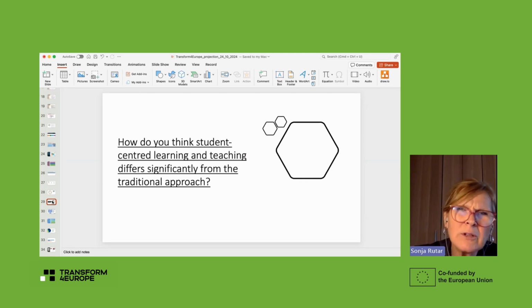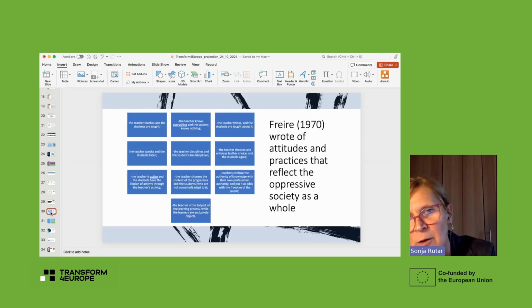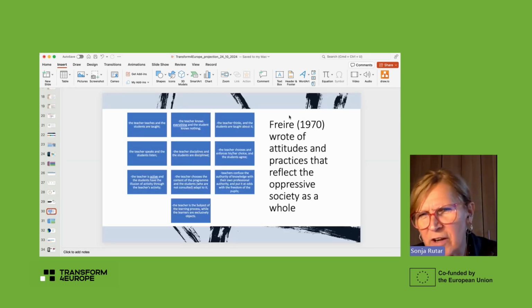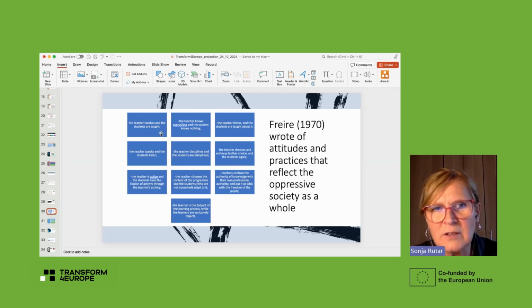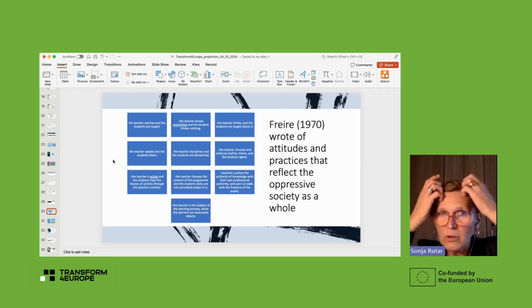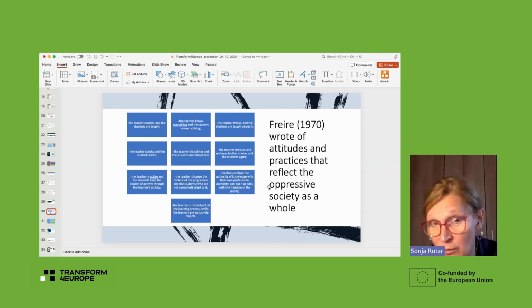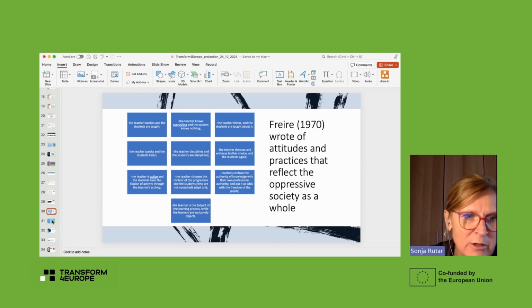Now I will just briefly show you, because we just go beyond, what Freire said about these differences between student-centered learning and teaching, and the traditional approach. You see, Freire in 1970 already said the teacher teaches students, and students are taught, and only the teacher speaks, and only the teacher knows, and so the teacher chooses for students. And he said that this reflects oppressive society as a whole. He said this is really dangerous, and probably we really have to have that in mind.